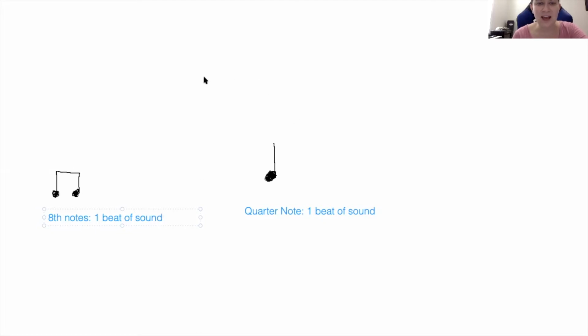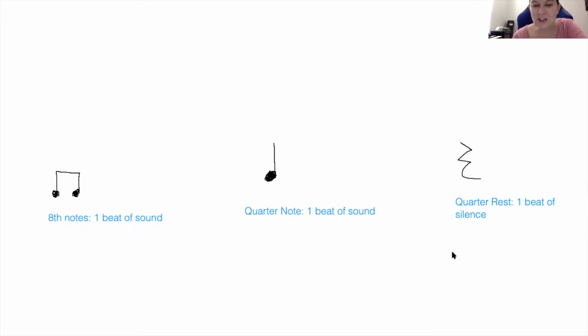All right, and our last one from first grade, this is my favorite one to draw because it looks like a big squiggle. This is going to be our quarter rest. And that's going to tell us it's one beat of silence.